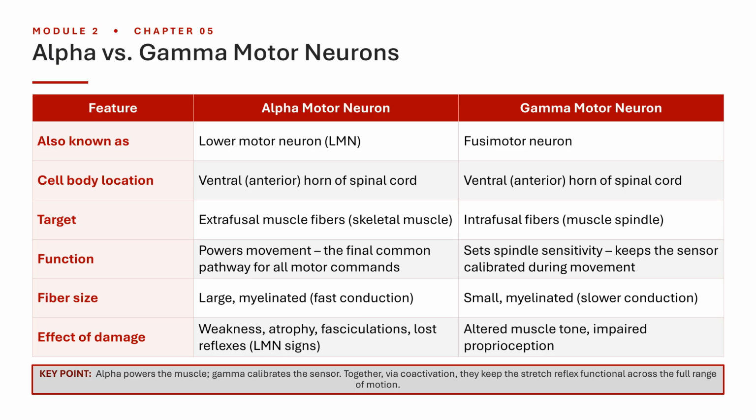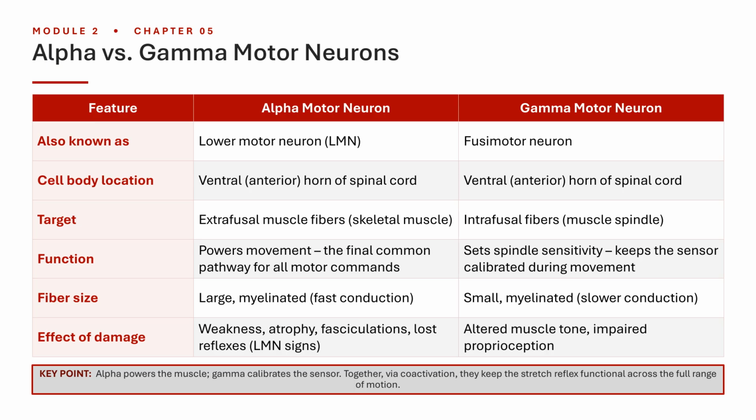If damaged, altered muscle tone and impaired proprioception, but not the frank weakness and atrophy seen with alpha damage. The key point: alpha powers the muscle. Gamma calibrates the sensor. Together, via co-activation, they keep the stretch reflex functional across the full range of motion.